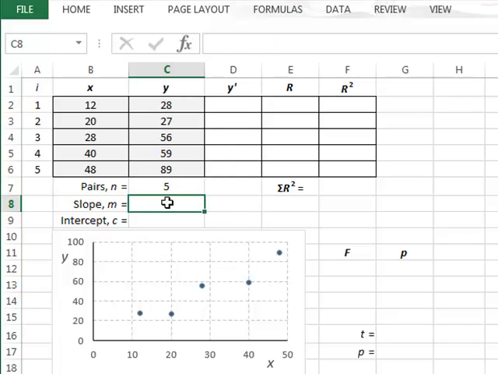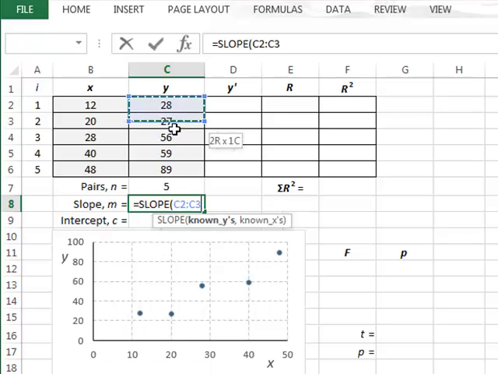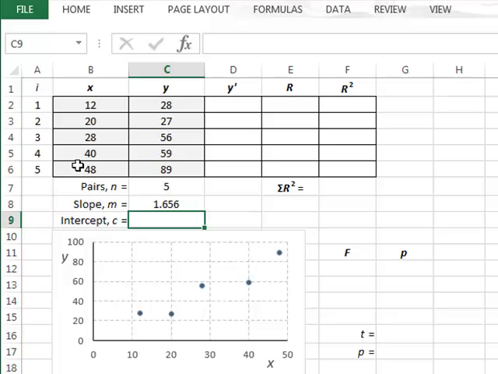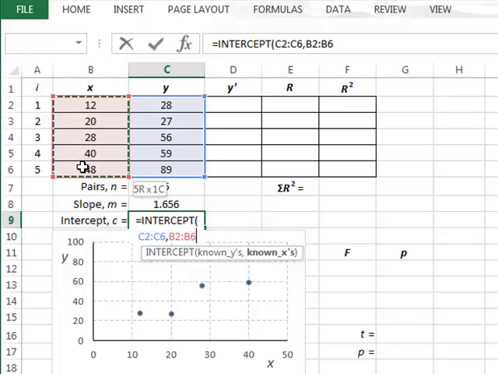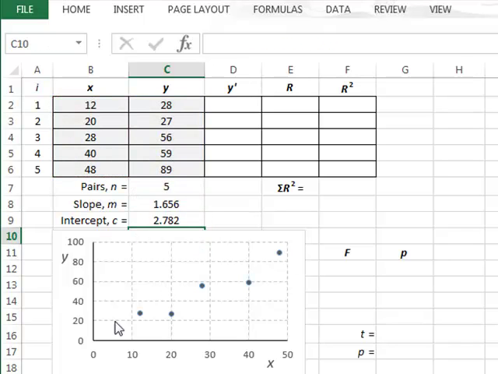So we have 5 data pairs, and then in C8 we can use the slope function of Excel to calculate the slope of the best fit straight line. For the slope function we need the known y values, comma, and the known x values, giving us a best fit slope of 1.656. Similarly, we can calculate the best fit intercept value, known y's and known x's.